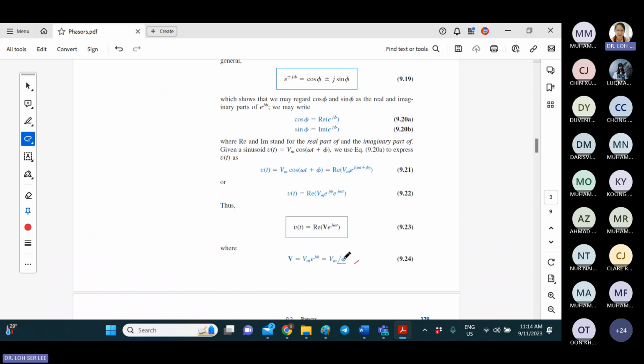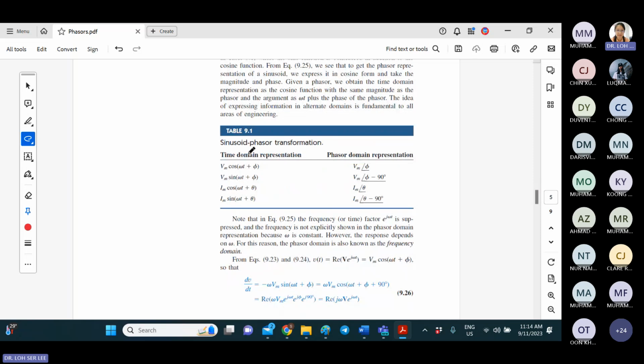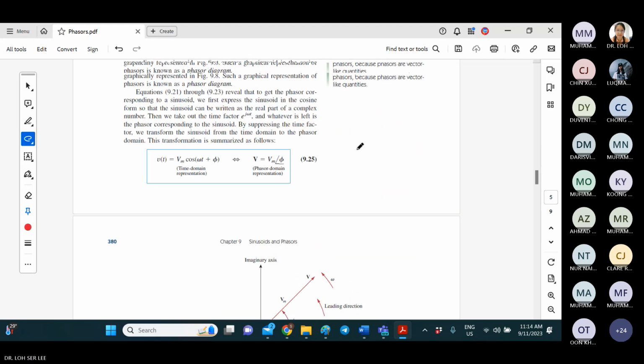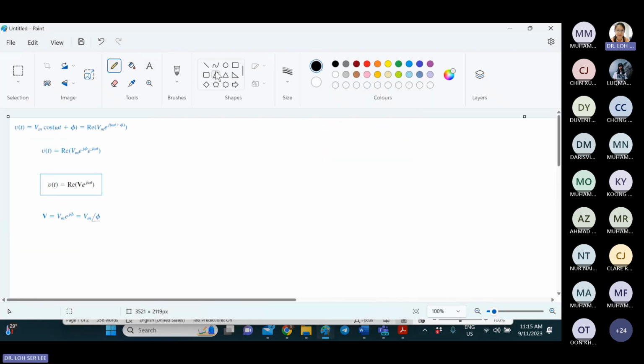The phasor form has two types; let you know the name first. One is time domain, another one is phasor domain. So we start from here. Your V, this is your sinusoid, V(t) sinusoid. And how do we relate this one to the complex number? We start from here.